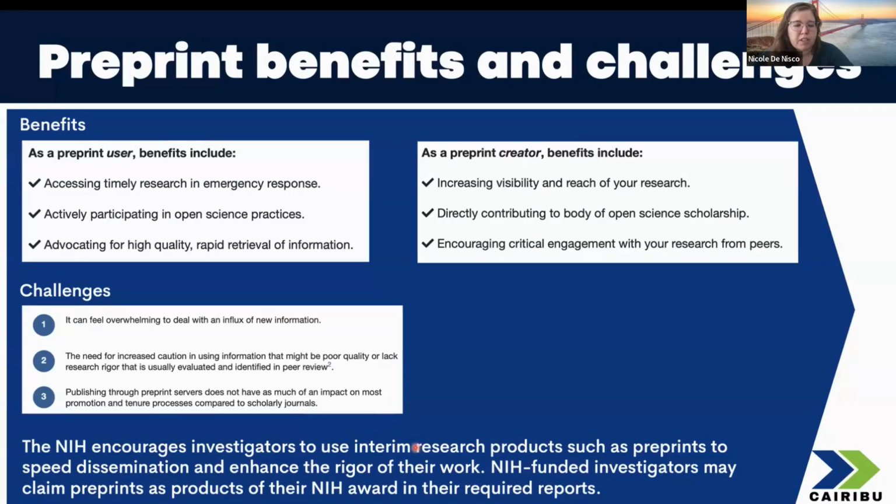But another benefit to them is that the NIH encourages the use of these interim research products, as they call them, preprints, to speed the dissemination of our work that's funded by the NIH. And so we can actually, as NIH-funded investigators, claim preprints as products during our RPPRs or NIH award required reports. And so that's a real benefit, I think. It's a way to say, hey, I've actually done something on this grant. It's just still in the peer review process. But yeah, that's all I had on that.